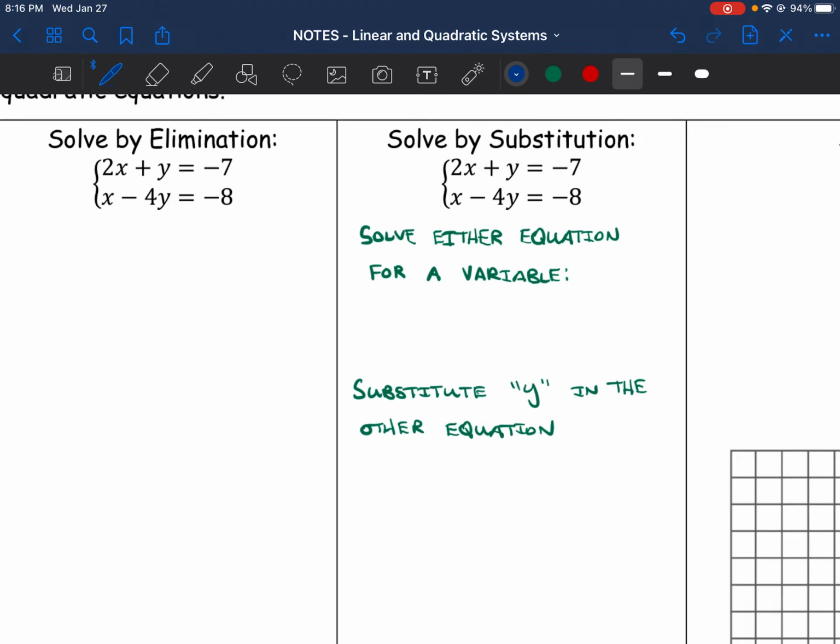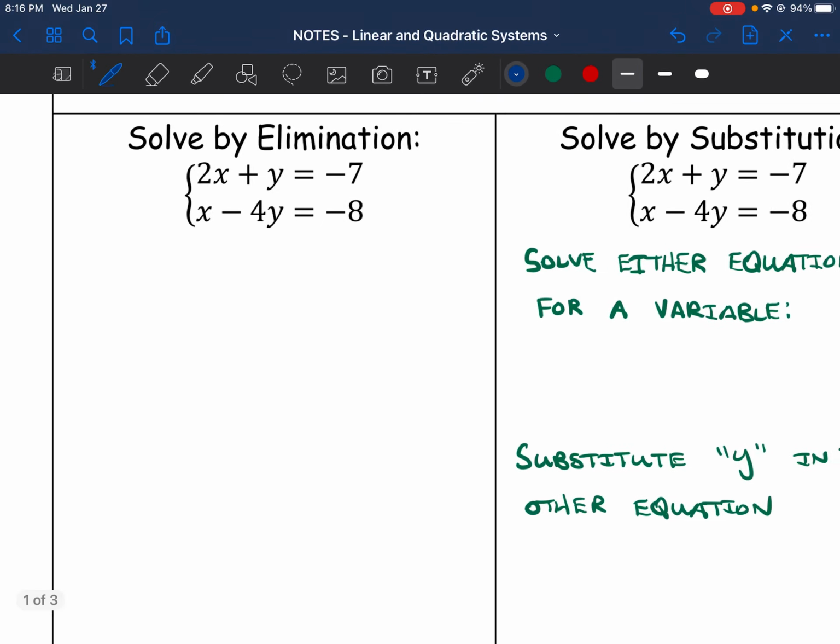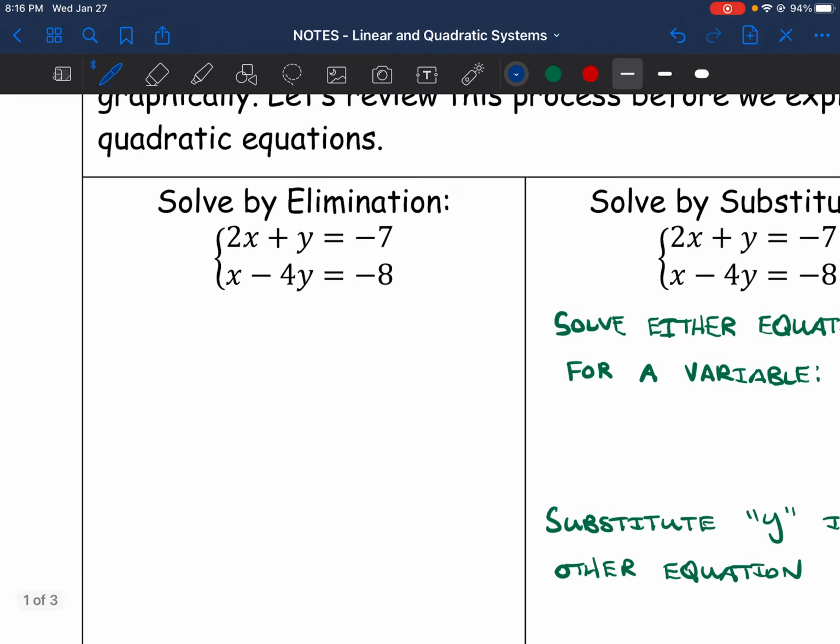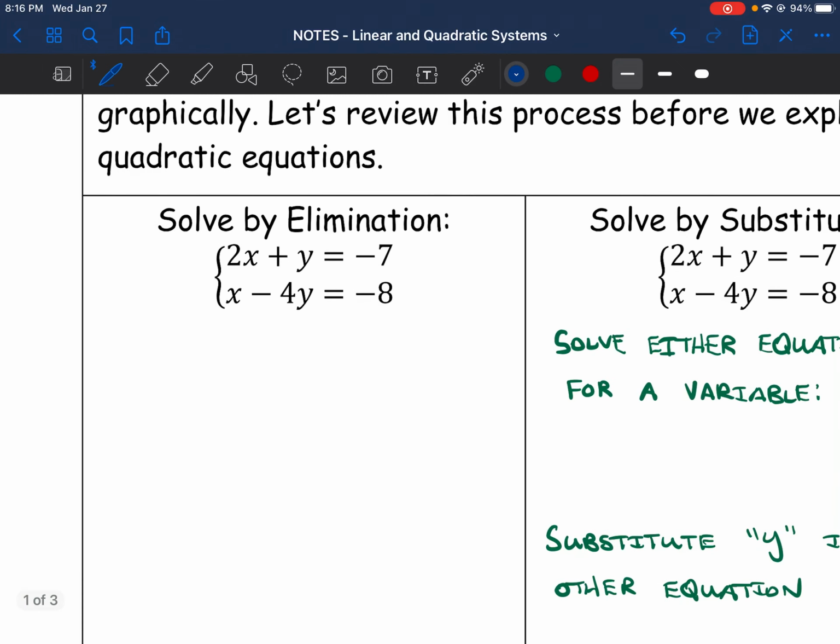So let's consider elimination first. When solving a linear system by elimination, the goal was to eliminate one of the two variables, either x or y, and we would do that by multiplying one or both of the equations by some number to force the elimination to happen. So notice, if I take the top equation, and if I multiply the top equation by 4, well, let's see what ends up happening.